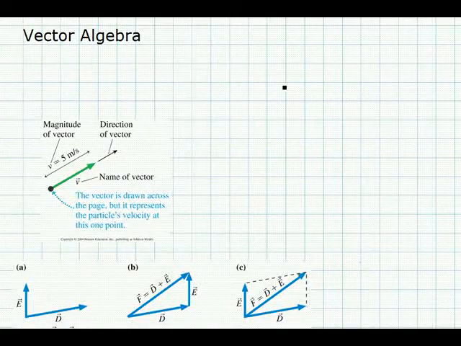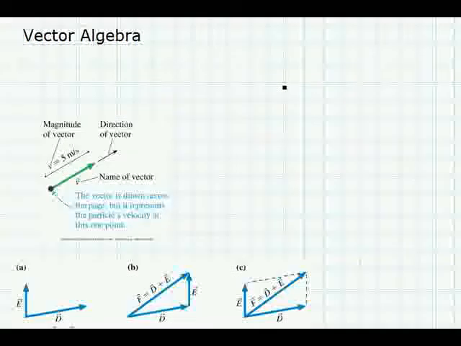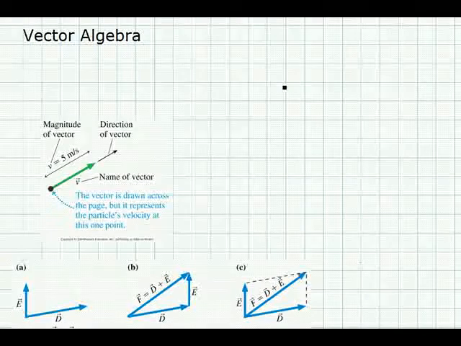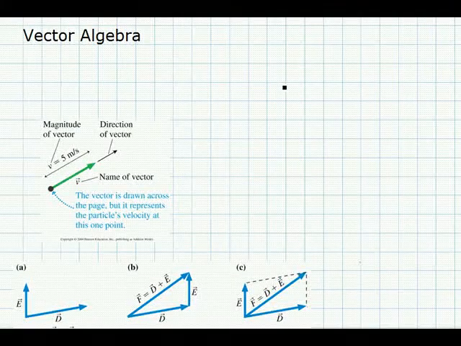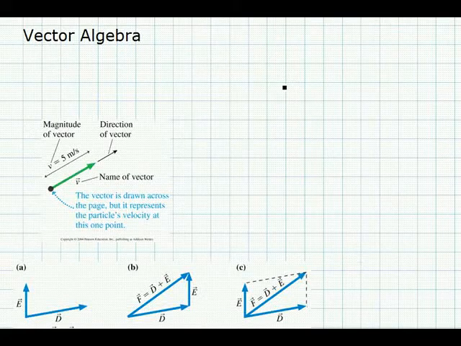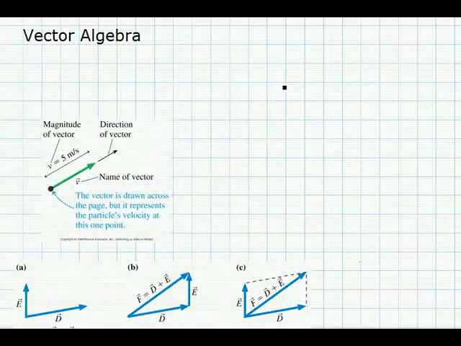In chapter 3 of the book, we cover vector algebra. As we know, a vector is a quantity that has both magnitude and direction. And in this lecture, we're going to review a few of the methods that we use to add, subtract, multiply, divide, etc. using vectors. This is vector algebra.